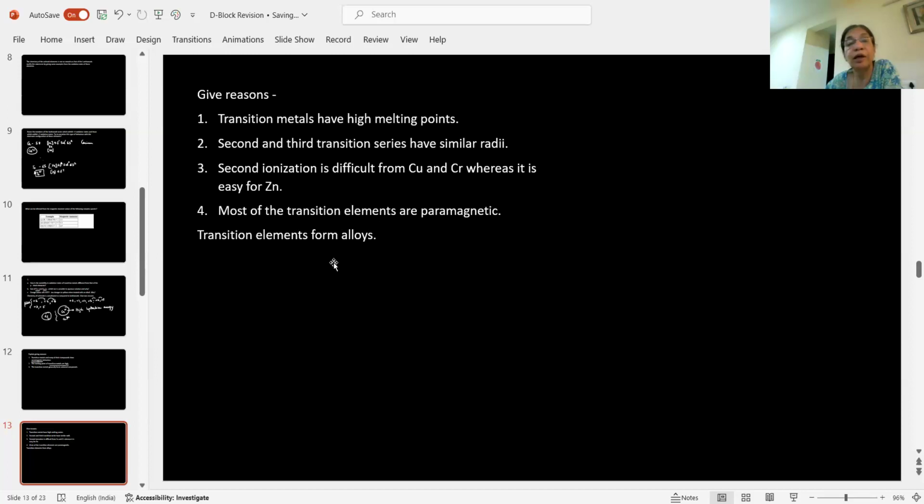Most transition elements are paramagnetic. I have just explained that to you. And transition elements form alloys because all transition elements are almost of the same size. When you are having an alloy, you are mixing two elements. Supposing you have an alloy of copper and zinc, this is the lattice of copper, supposing this is pure copper. Now it is not difficult to replace it with zinc, because the size of zinc is almost same as the size of copper. There's not much difference in size. So since transition elements are of almost same size, they can form alloys effectively.